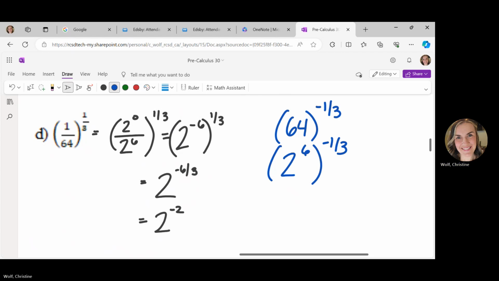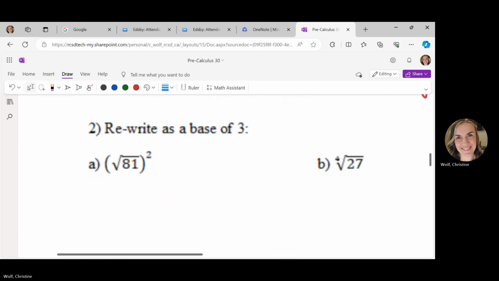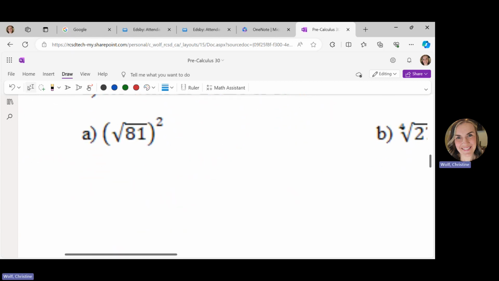All right. So those are bases of 2. Let's do the same thing now. We're going to do bases of 3. And we're going to start with a very easy one.